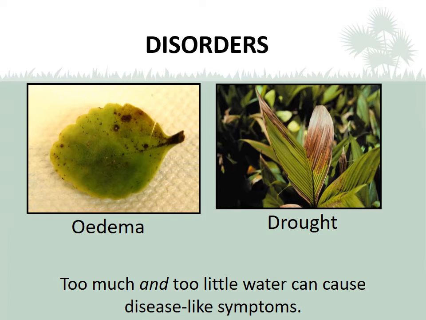Here we see drought on the right-hand side, and this is where we see dieback in the leaves themselves and necrosis and chlorosis sort of swooping in because there's not enough water to maintain the vitality of the cells themselves, and so they begin to collapse and break down. And this is what causes some of the dieback that we see here.